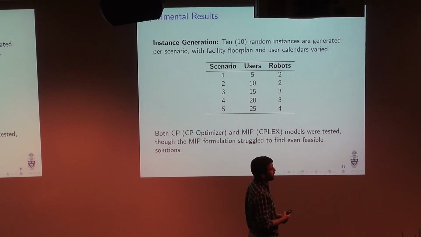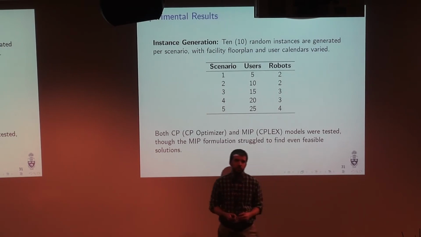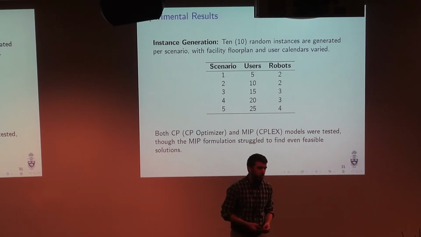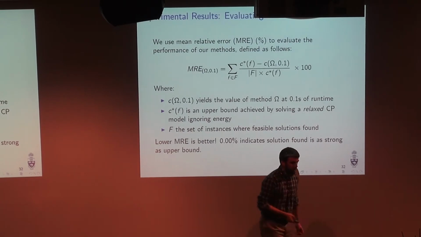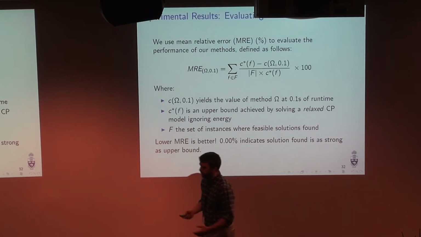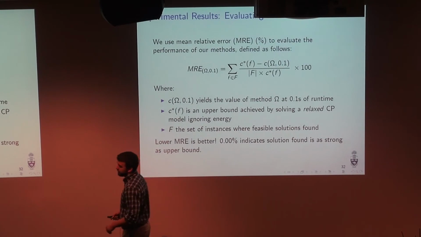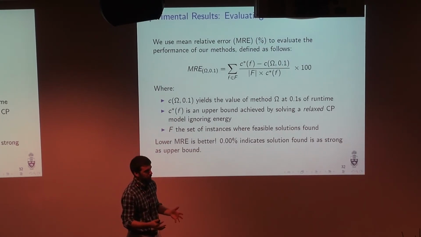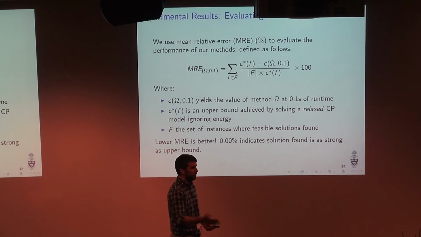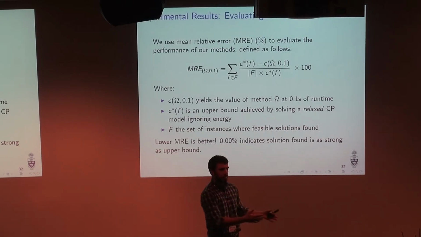So we formulate both CP and MIP models, but the MIP model really struggles to find even feasibility for pretty much all of the problems. So we're focusing on CP in this particular talk, and we use CP Optimizer to solve the model. In terms of performance evaluation, we're going to use mean relative error. Some of you might know this metric. Essentially what we do is we calculate an upper bound on our objective function using a relaxed version of the CP model, and then we compare solutions we find at certain time steps to that upper bound. So that's the Coles notes of what's going on there.